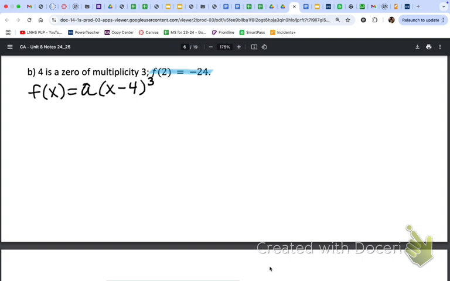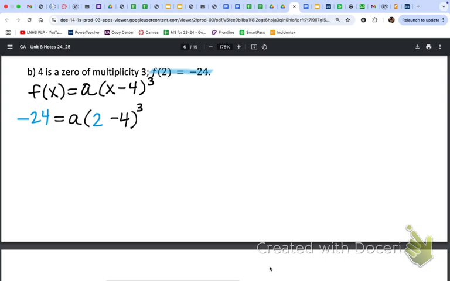So the output is negative 24. That goes in the f of x. And then is equal to a. And your x value is 2. All right. Common mistake would be trying to distribute the exponent. Bad. We don't do this.